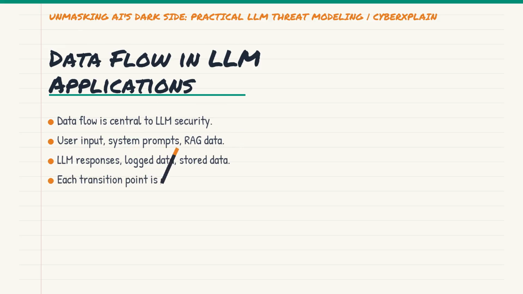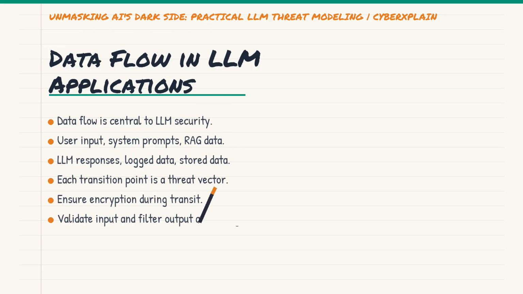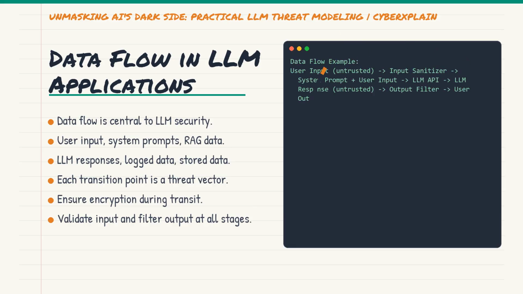Data flows from the user, through your application, to the LLM and often back again. But it's more complex than that. There's user input data, system prompts, or guardrail prompts, potentially sensitive business data retrieved from a vector database for RAG, the LLM's generated response, and any subsequent data logged or stored. Each transition point is a potential spot for tampering or disclosure.